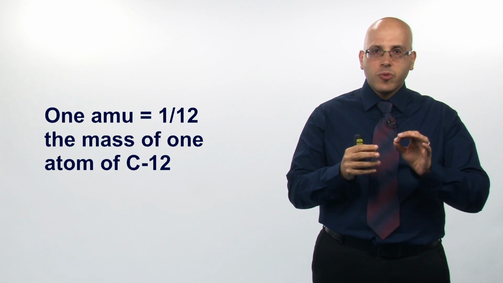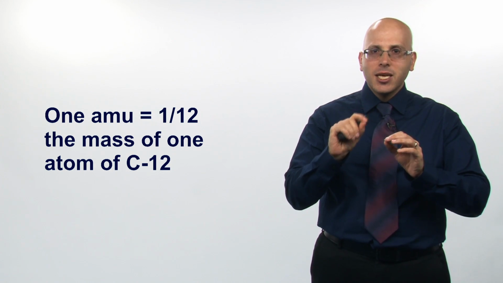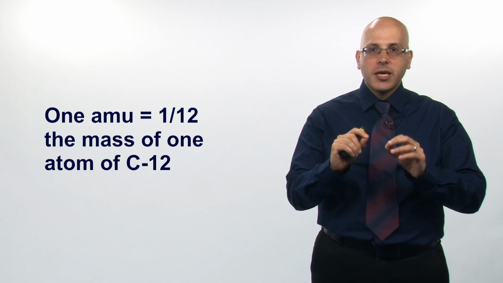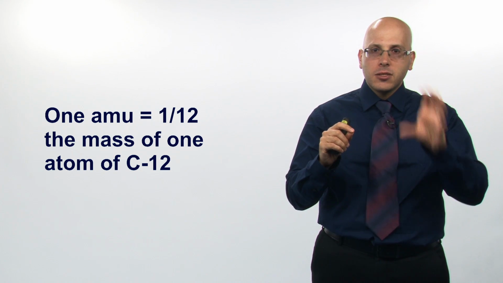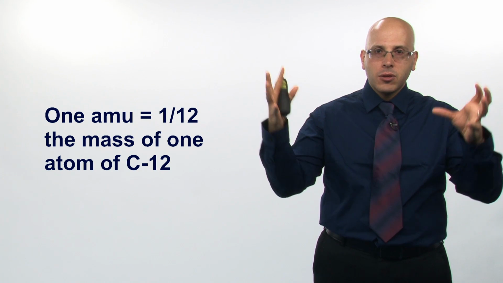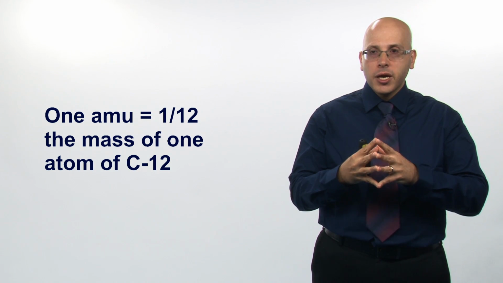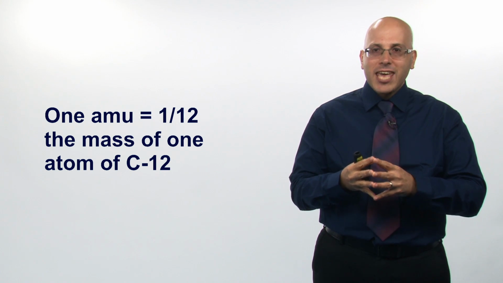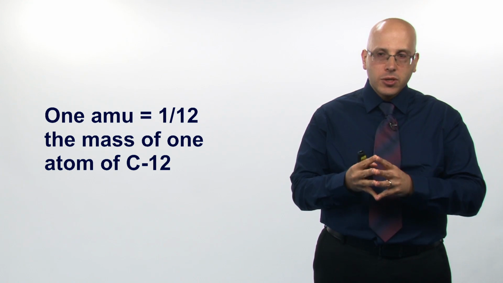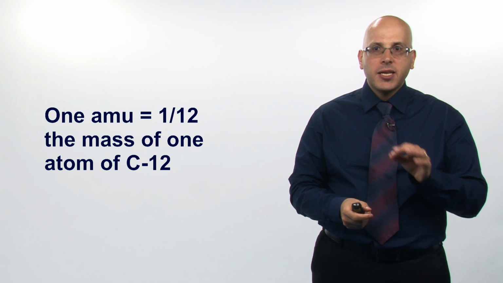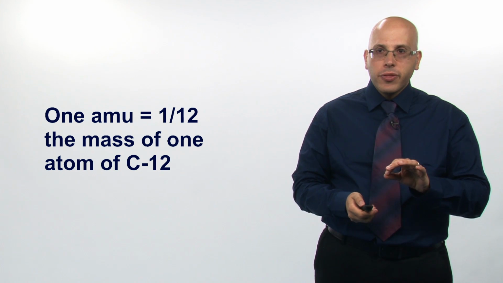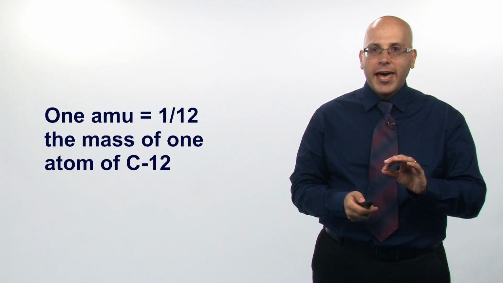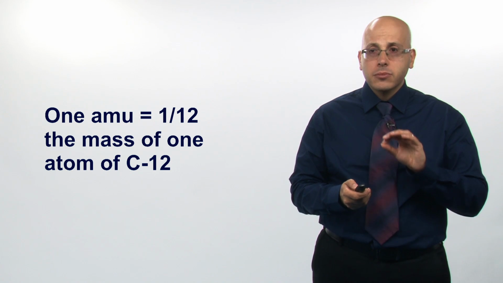The mass of the proton is not exactly the same as the mass of a neutron. They're close, but they're not exactly the same. So we're going to add these 6 protons and these 6 neutrons together and get 12 total nucleons, and then divide this by 12, and that's going to be equal to 1 AMU, or atomic mass unit. So 1 AMU is by definition 1/12 of the mass of one single atom of carbon-12.